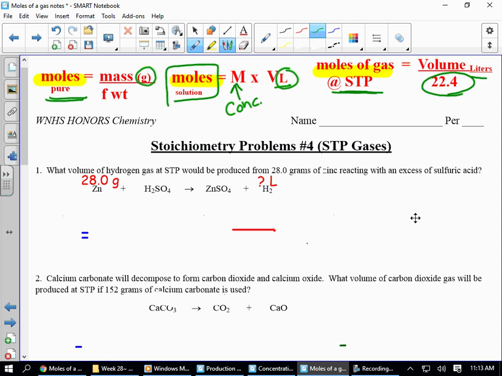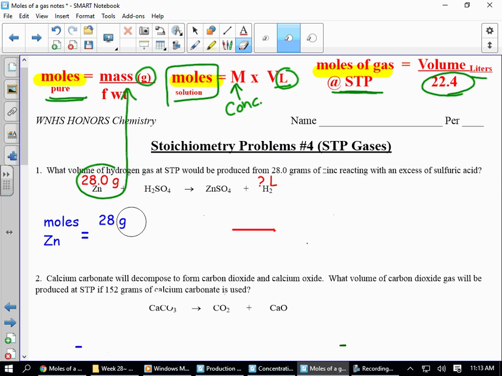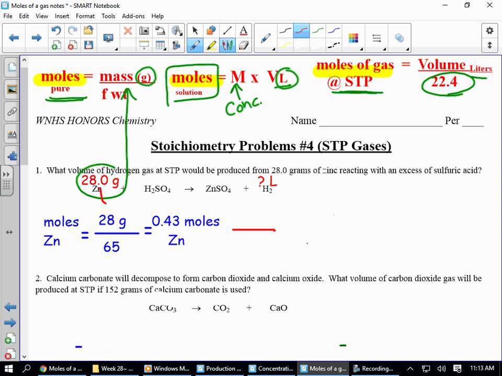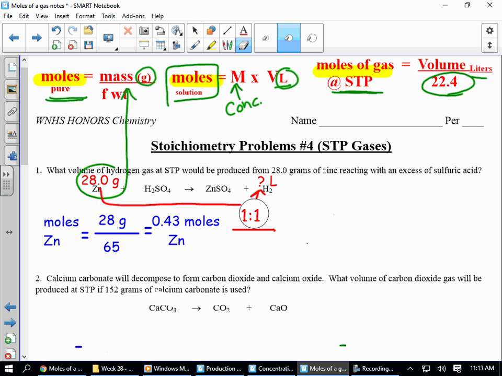When you look at this, ask yourself, what can I find moles of? You should look here first and realize that if I use a formula weight, I can figure out moles of zinc. So I'm going to take 28 and divide it by 65, which is the formula weight of zinc. When you punch that in your calculator, you get 0.43 moles of zinc. Now, the second step, you always look at your coefficient ratio. We're looking at a 1-to-1 ratio, and now I know that I have 0.43 moles of gas.